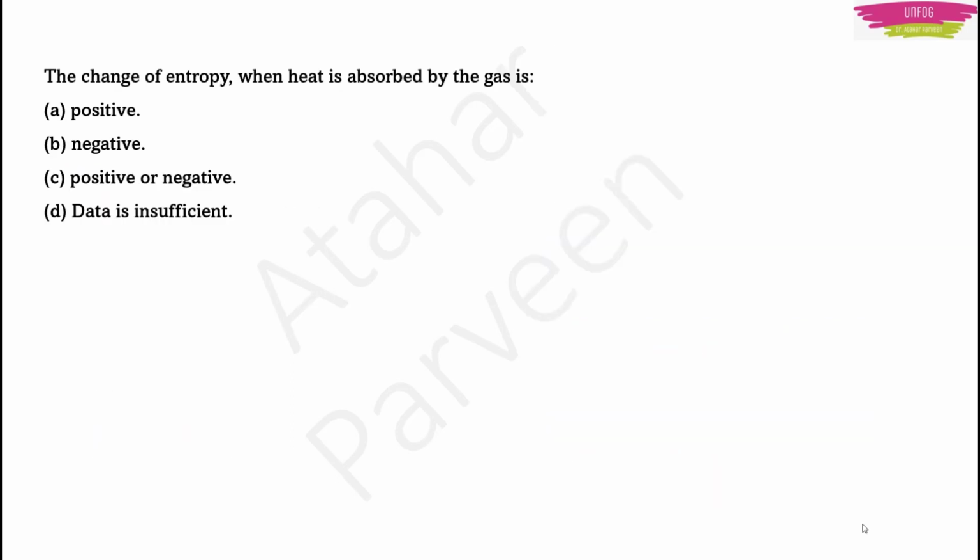Next question. The change of entropy when heat is absorbed by the gas is? It should be positive. Because when heat is absorbed means the disorderliness in the system should increase, right? If the system's disorderliness is increasing means entropy is increasing. Entropy is increasing means it should be positive.